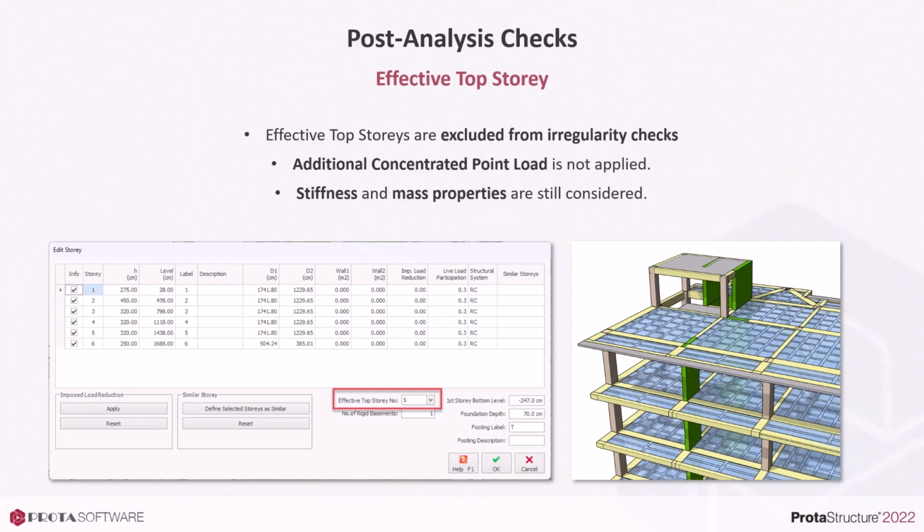So, ProtaStructure provides a tool for engineers to use their engineering judgment and set the effective top story of the building. Effective top story stiffness and mass are still considered in the analysis, but they are excluded from irregularity checks and the additional concentrated top story load is not applied.